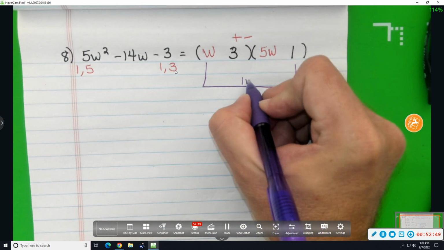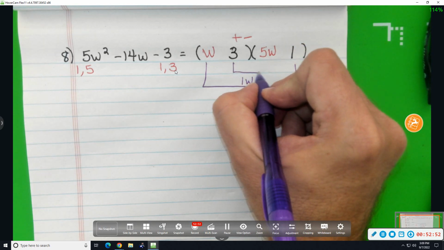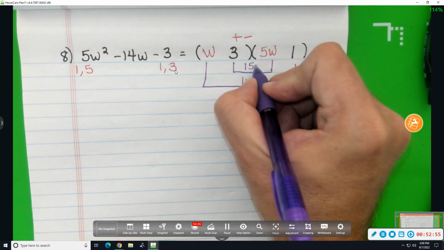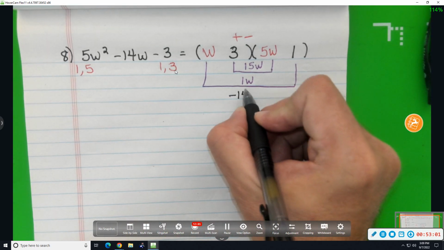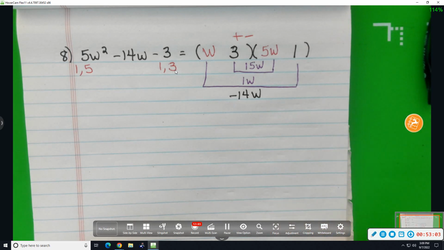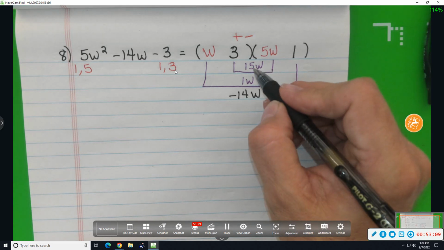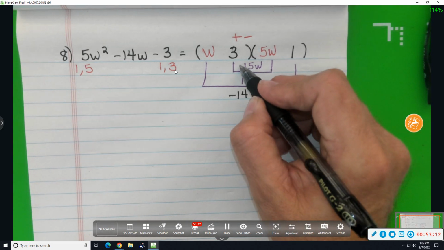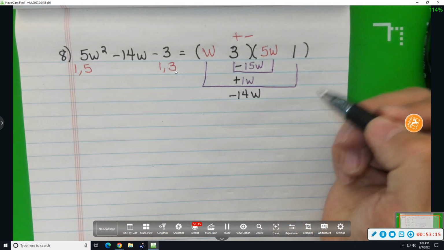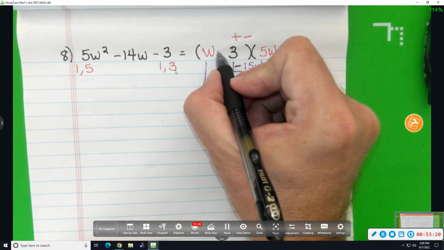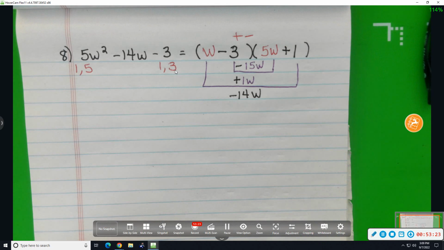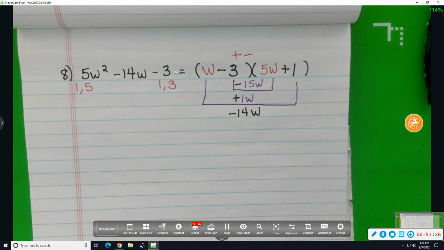I have a 1w and a 15w. I want a negative 14w. Well, I can subtract 15 and 1 to get a 14. So help me with the signs. The 15 would need to be negative. The 1 positive. So in front of the 3, I put a minus, and in front of the 1, I put a plus. Okay. W minus 3 times 5w plus 1.